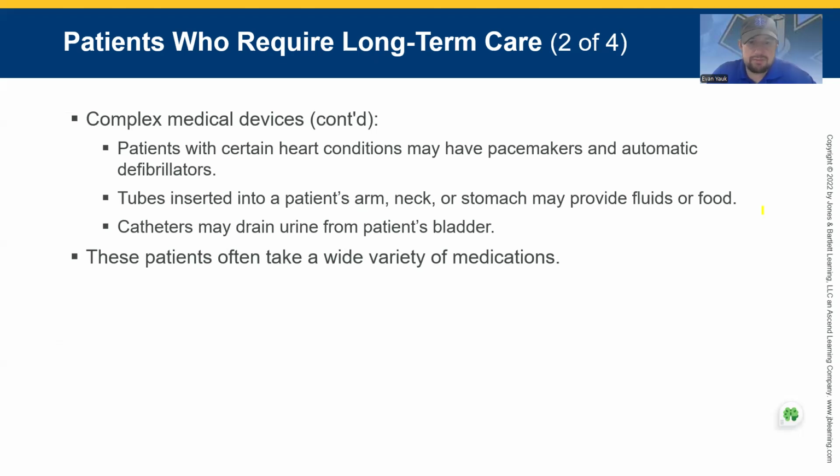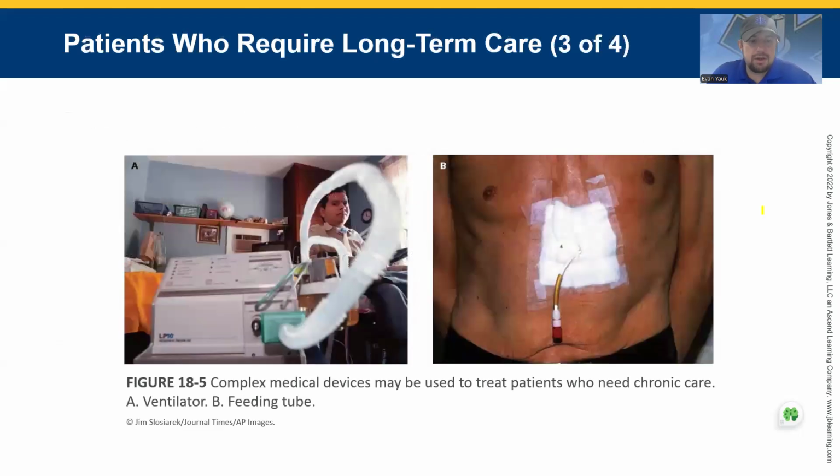Ask questions. Here's a couple pictures. So on A, you've got a ventilator, and he's got a stoma right there. Got a feeding tube going directly into the stomach. Syringe hooks up here, and it pushes food directly into it.